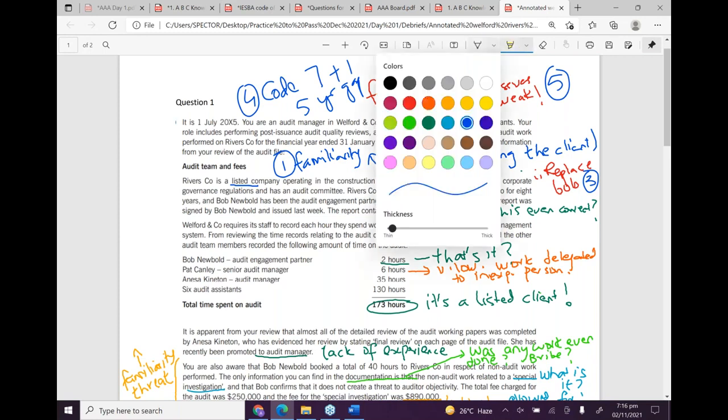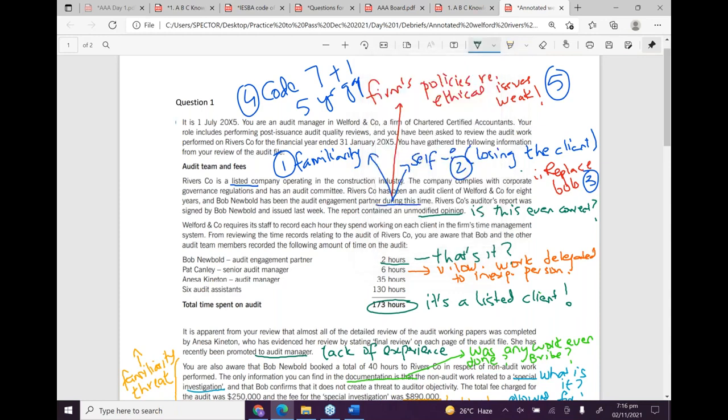At the end of the question, after reading everything, I get 1 mark for saying, are you sure the unmodified opinion is even correct? Based on the complete mess up of work that has happened below, I don't think this is the correct opinion. 1 mark for saying Bob did not spend enough time, quality compromised. Senior manager did not spend enough time, therefore the work was done by an inexperienced person, quality compromised.